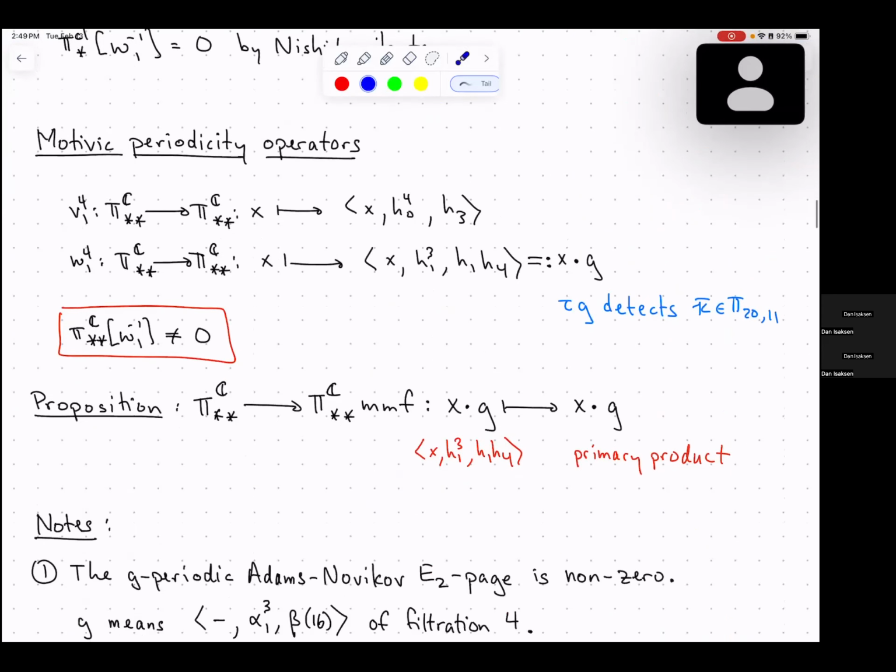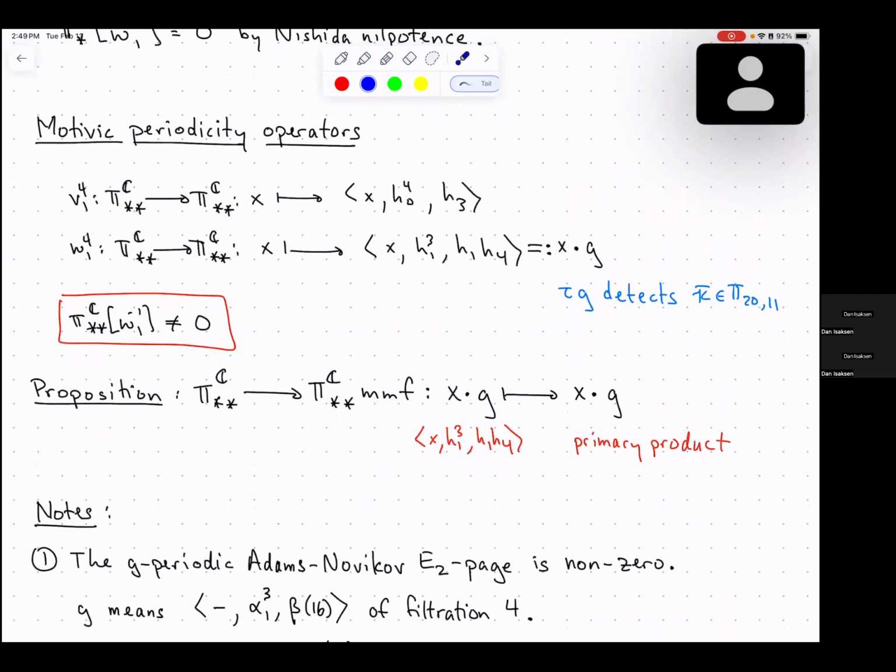Instead, let's look at the motivic version of these things. So now I've changed the Ls into Cs because now I'm talking about C motivic homotopy. You can define a V1 to the fourth the same way. That makes perfectly good sense. And you can define a W1 to the fourth the same way. Again it's H1 cubed with H1 H4 to make sure that they're permanent cycles. And then that's my definition of X times G. When I write times G for the rest of this talk, what I mean is this operator.